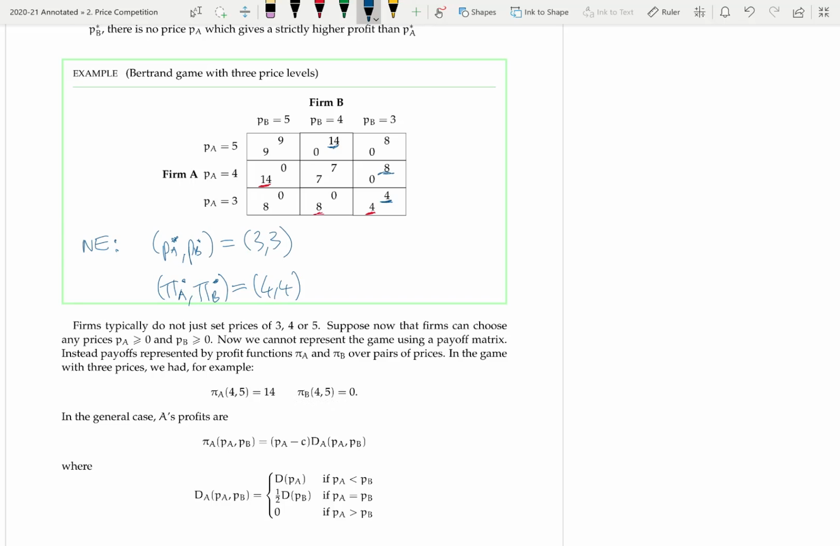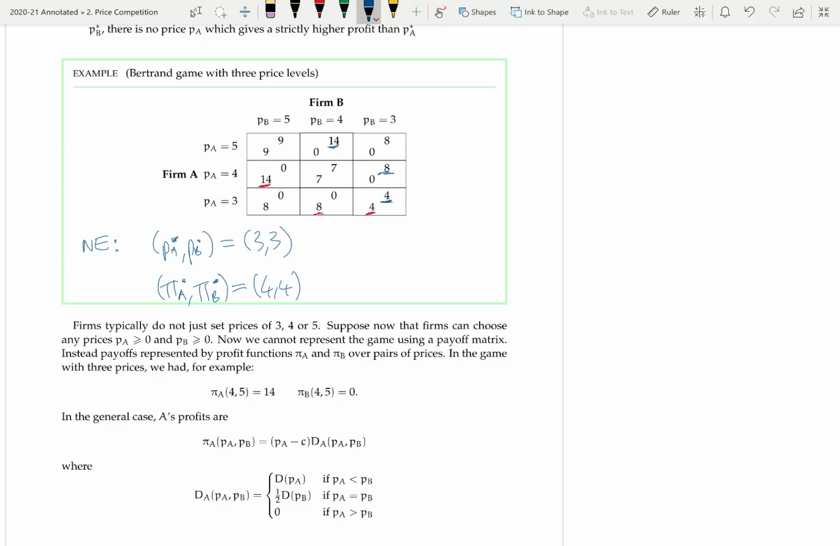So in the general case, the profit of firm A, when its price is PA and the other firm's price is PB, is just given by the profit per unit, PA minus the marginal cost, multiplied by the demand of firm A. And the demand of firm A here depends on both firms' prices. This is what's different here compared to the case of monopoly. The demand of firm A is 0 if its price is bigger than the other firm's. It's the market demand at its price if its price is less than the other firm's. And if the prices are equal, then they share the demand equally.